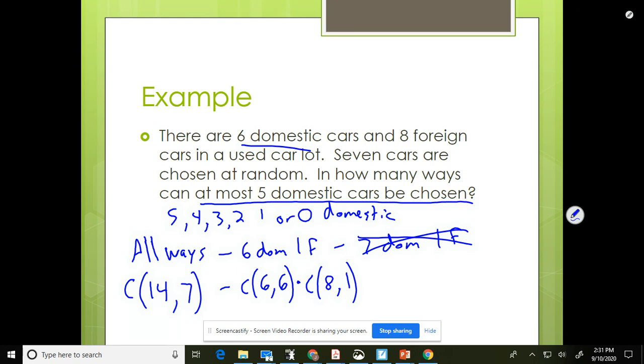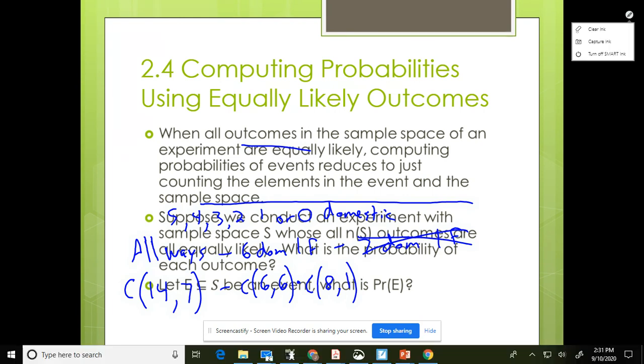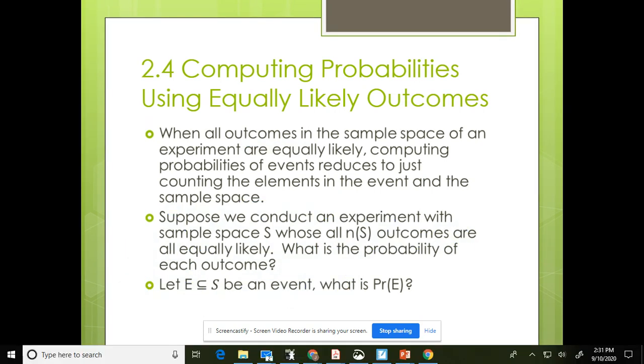So if you have questions on this one, be sure to ask me about it in class, and I can go over it again or do a similar one to it. All right, so that's it. Section 2.3. One more section to go. After this, section 2.4, you can see it's computing probabilities of equally likely outcomes. So let me know what questions you have.